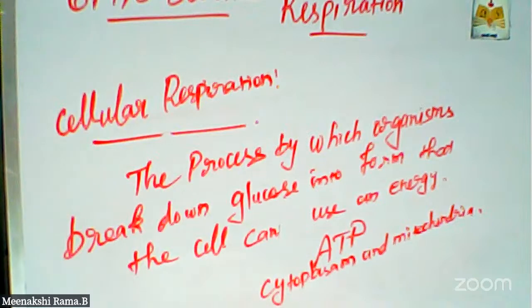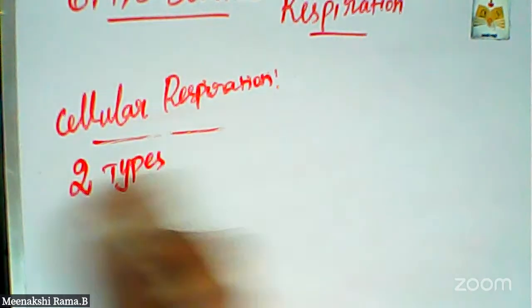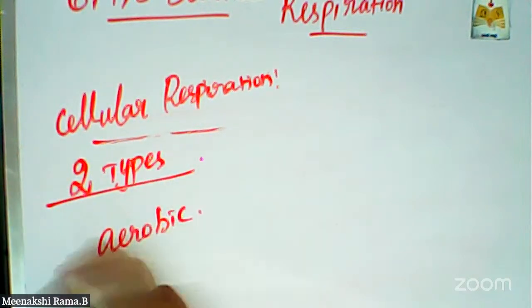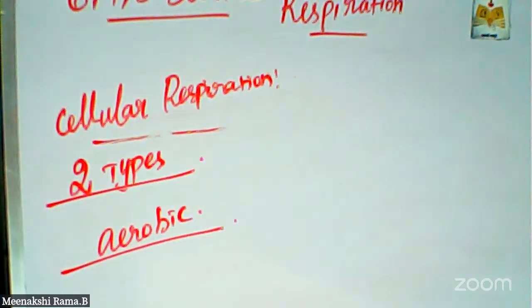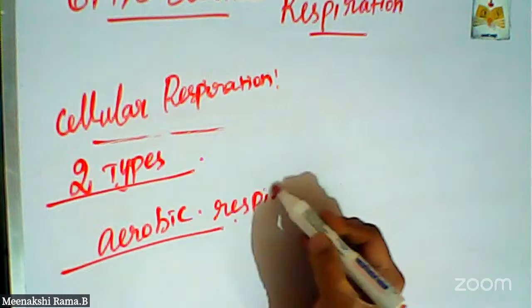So, the cellular respiration is done in the cytoplasm and the mitochondria part in that cell. So, the cellular respiration is classified into two types. One is aerobic respiration. Okay. So aerobic respiration means what?